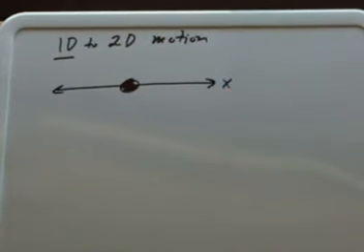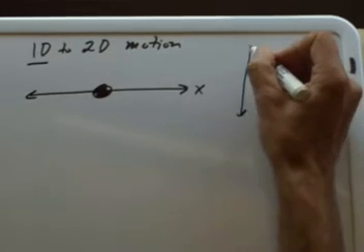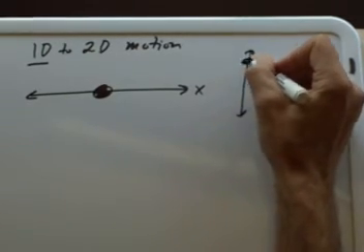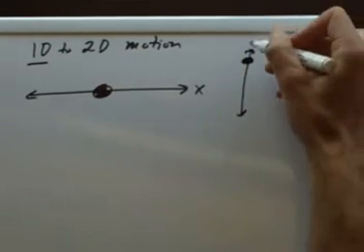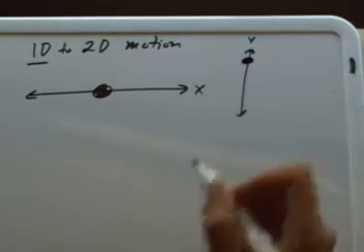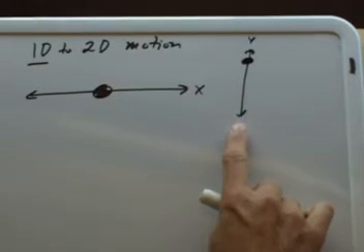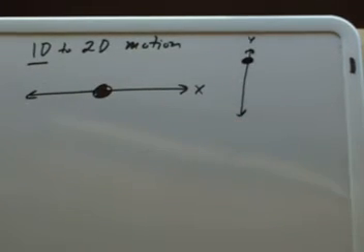It might be a car driving along the road or a ball rolling, all along one axis, in this case the x-axis. In another mode of one-dimensional motion, you could have an object that's just moving up and down like this, like a ball falling off a building, but it all stays along one axis. In this case, it would be the y-axis. These are all cases of one-dimensional motion. This one stays along the single x-axis. This stays along the single y-axis.